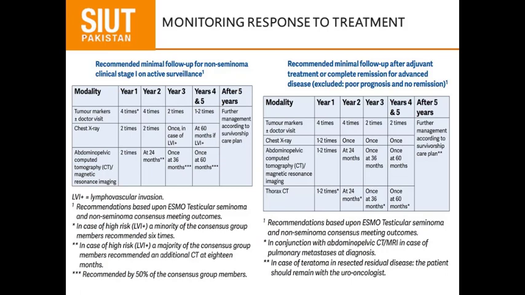The recommended minimal follow-up after adjuvant treatment or complete remission for advanced disease. In year 1, again, it's similar to clinical stage 1 on active surveillance, but it includes thoracic CT. Similarly, in year 2, tumor markers are measured 4 times with X-ray once, and CT chest, abdomen, pelvis at 24 months. In year 3, tumor markers are measured twice, X-ray is performed once, with CT chest, abdomen, pelvis once at 36 months. In years 4 and 5, tumor markers are measured twice with CT chest, abdomen, pelvis once at 60 months.